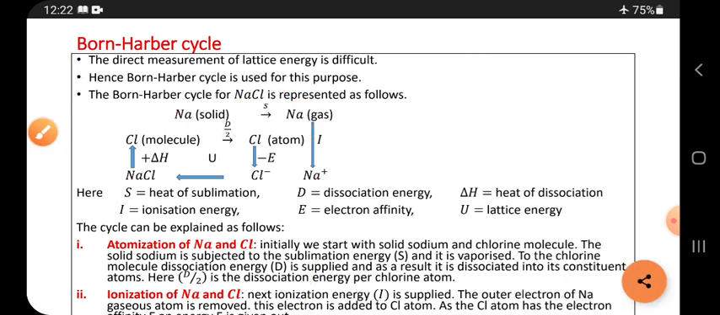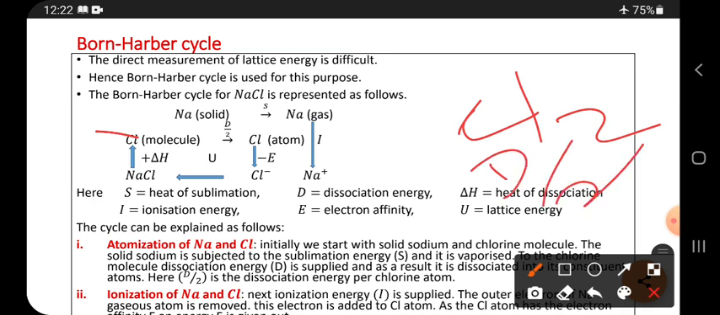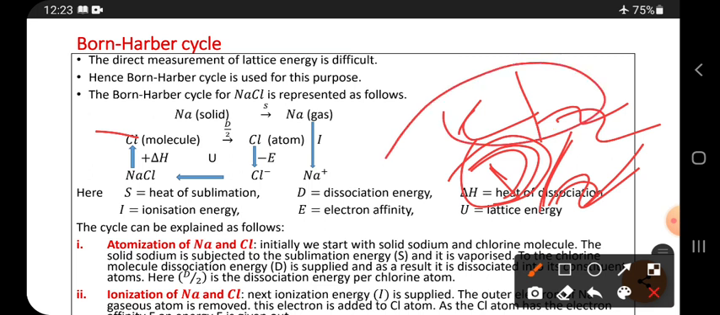Now chlorine. Chlorine is available in molecular state, that means in Cl2 form. So apply half of its dissociation energy. Dissociation energy means the energy required to separate the atoms from a molecule. Here, how much energy is required? Just half of the dissociation energy is required to separate one chlorine atom from the chlorine molecule. So half of it is applied and it is converted to a chlorine atom.